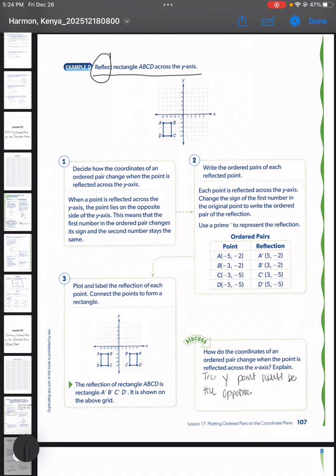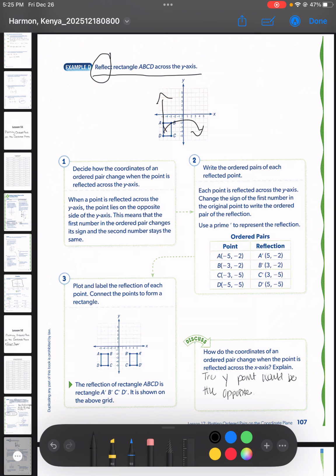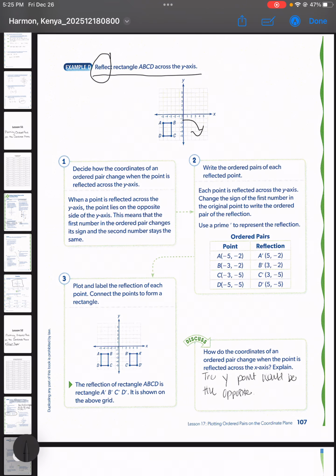So when I'm reflecting this across the y-axis, you also want to make sure that students know if I'm reflecting across the y, this shape is going to end up over here. If I was reflecting across the x, that is when it would end up there. But we're not going across the x, we're only going across the y. And because we know it's going to end up in the same space, you want to ask students, look at the coordinates for A. A is at -5 and 2.